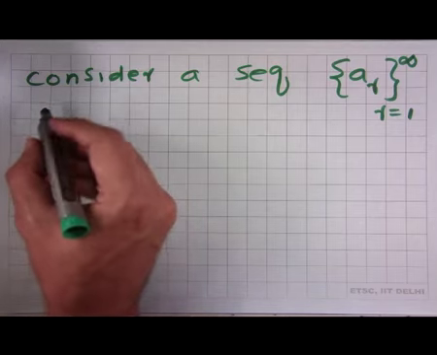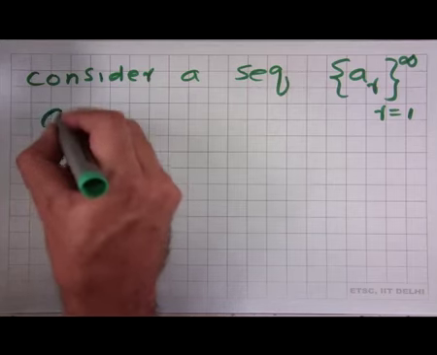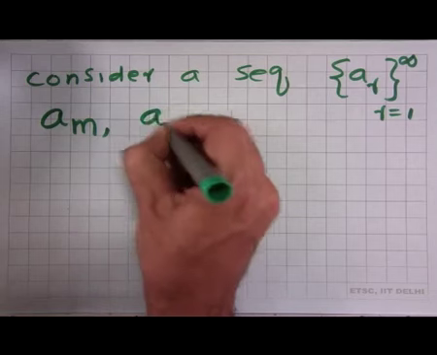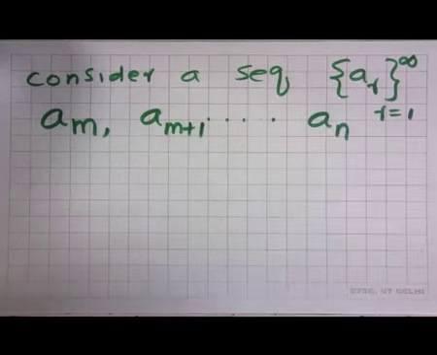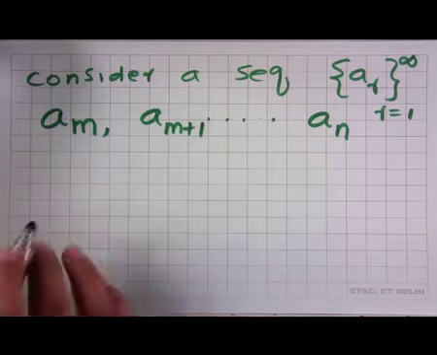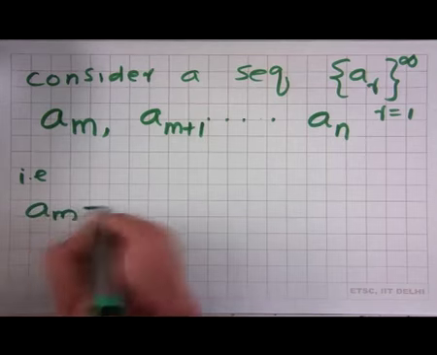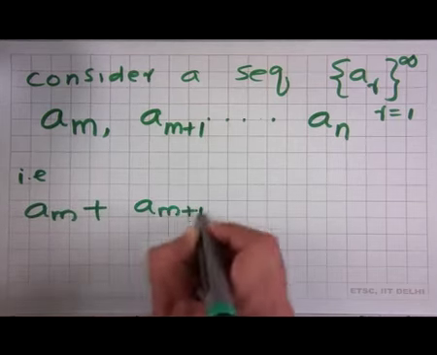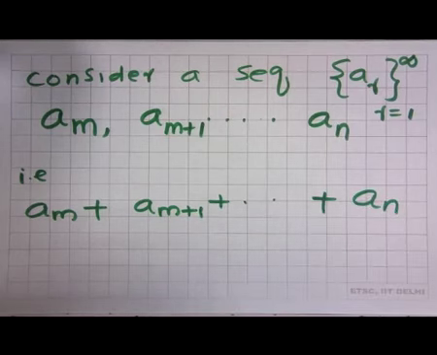Suppose that we want to find the sum of the terms a_m, a_(m+1) and so on up to a_n. We want to sum these terms. That is, we want to find a_m plus a_(m+1) plus etc. plus a_n. In fact, we are dealing with a finite number of real numbers. So, by normal addition we can find this.